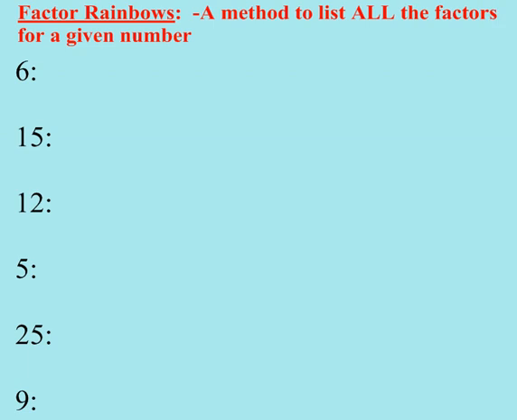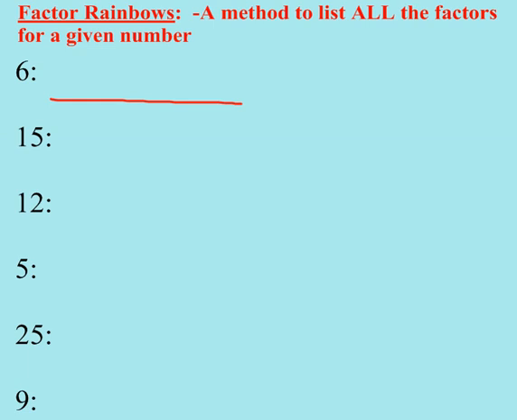Factor rainbows. Factor rainbows are methods used to list all the factors for a given number. It's a systematic way to identify all the factors. So let's say I want to list all the factors of 6.